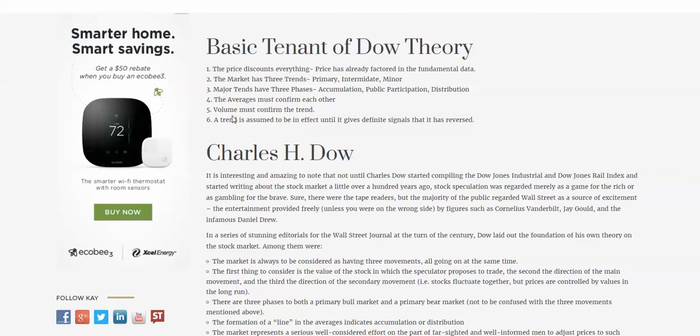We've got a lot of things here. One thing that's very valid, significant, and relevant with today's move is this: a trend is assumed to be in effect until it gives us a definite, and that's a keyword, or clear signal that it has been reversed. Right? So let's go back.